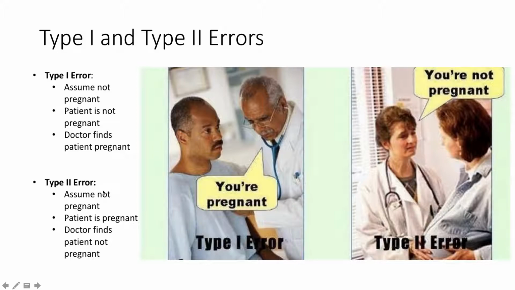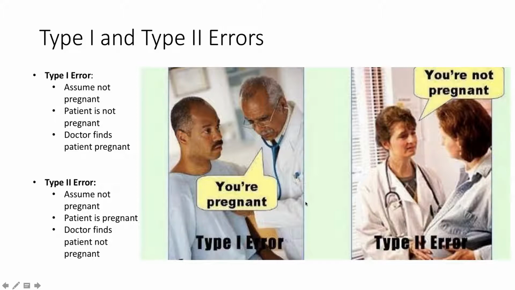A type 2 error, we start with the same assumption. We assume that they're not pregnant. Hopefully we're going to do some tests and figure this out. Now this patient is clearly pregnant, but the doctor finds them not pregnant. That's a type 2 error.